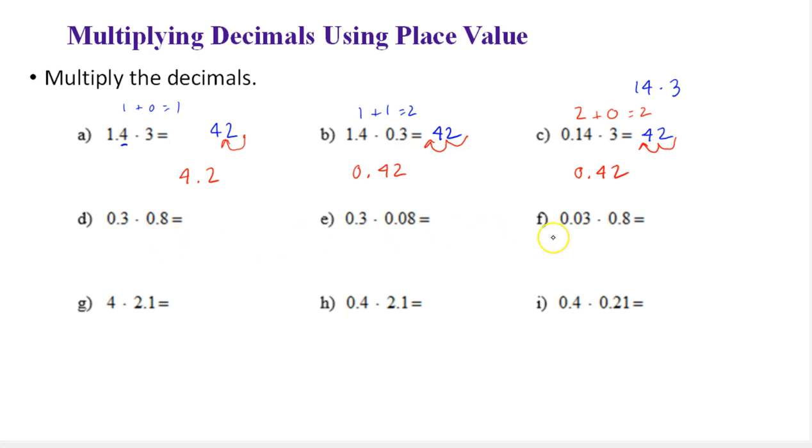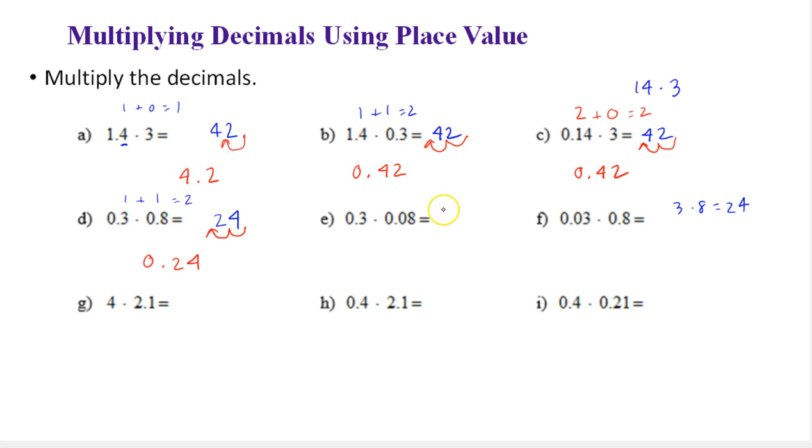Let's look at the next row. They all involve 3 and 8. So 3 times 8 is 24. So we're going to start with 24. Here we have one digit to the right of the decimal place. Here we have 1, and the total is 2. So we're going to move the decimal from here 2 places to the left, and our result is 0.24.